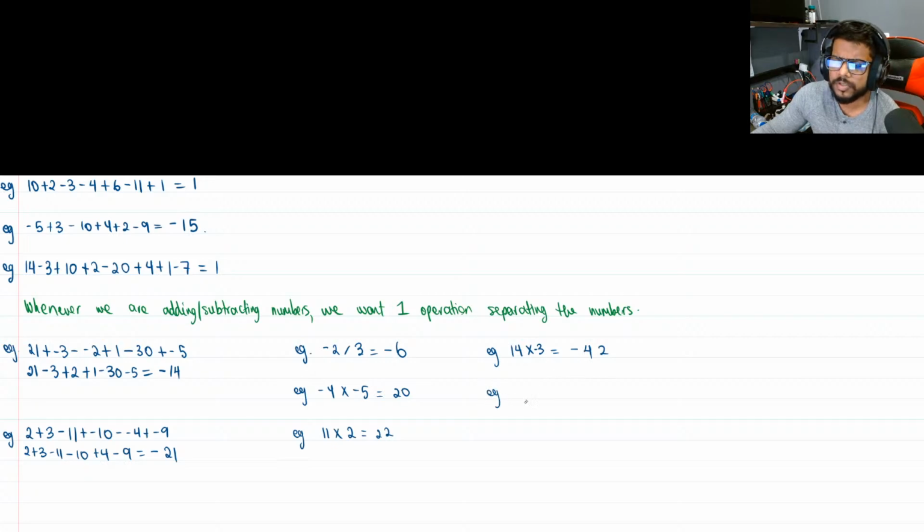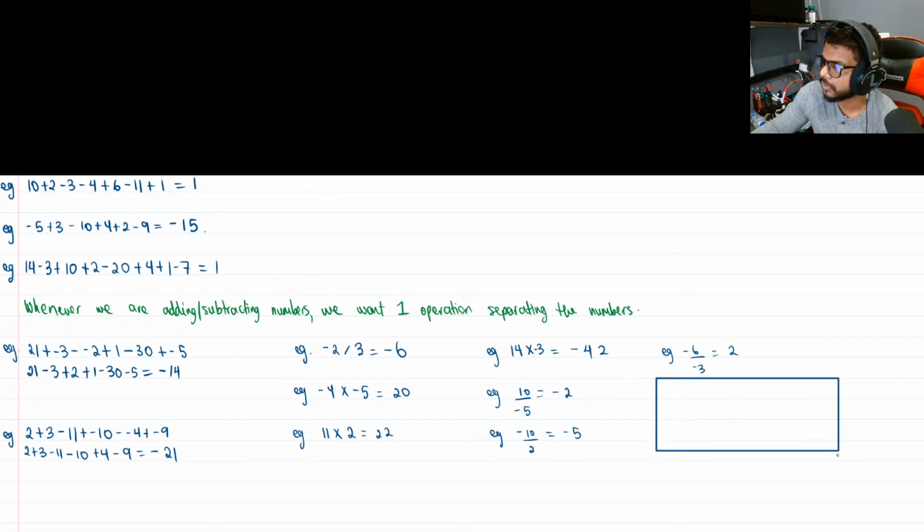The same thing with division. If I have 10 divided by negative 5, the signs are different, so I'll get a negative sign, and that's minus 2. If I have minus 10 over 2, again the signs are different, so I'll get minus 5. Minus 6 over minus 3. The signs are the same, so that's positive. I'll get positive 2.